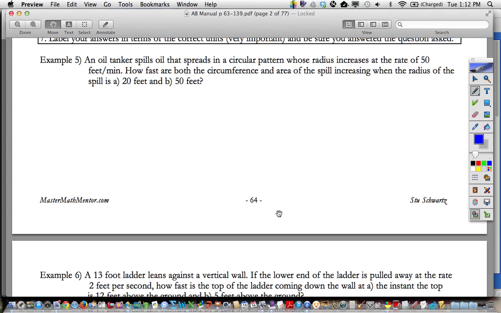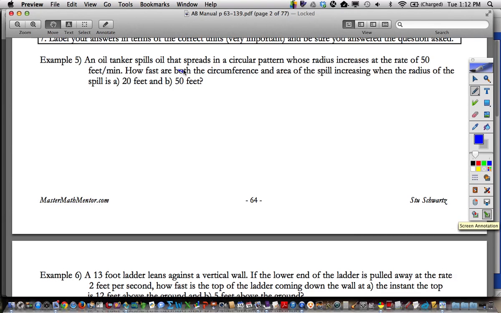How fast are both the circumference and the area? Well, let's just do one of those. There's too much going on here. How fast is the area of the spill increasing when the radius of the spill is 50 feet? That's a typical problem of this type we're talking about.